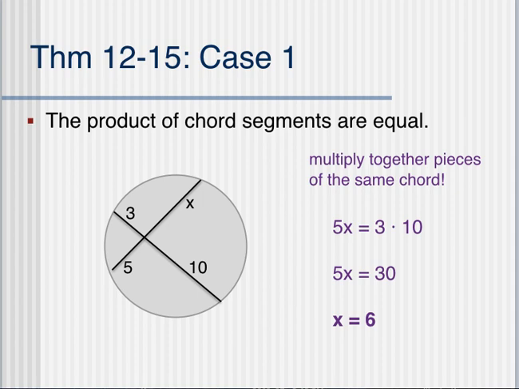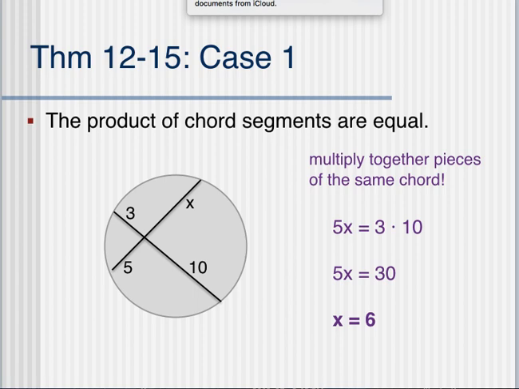The product of chord segments are equal. Remember, product means multiplication answer. So what they're saying is if you have two chords that are crossing inside a circle, the segments of each chord, when your chords are split into pieces where they intersect, multiply together to get the same answer. They have equal products. So you could say 5 times x equals 3 times 10, and solve from there.